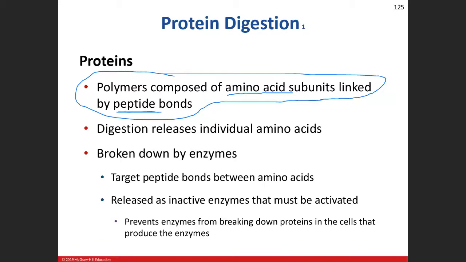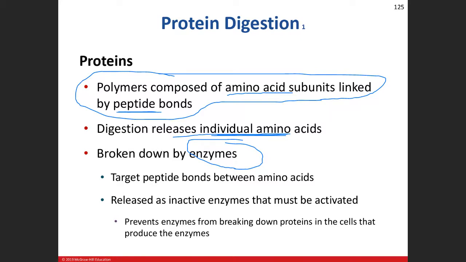So guess what we're going to do for digestion? We're going to unstring all those peptides, all those amino acids. We're going to destroy those peptide bonds. That's how we're going to do it. Okay, so that's what happens. We're going to release these individual amino acids. Guess how we're going to do it? Enzymes. Okay, these enzymes are going to target these bonds in between the amino acids here.